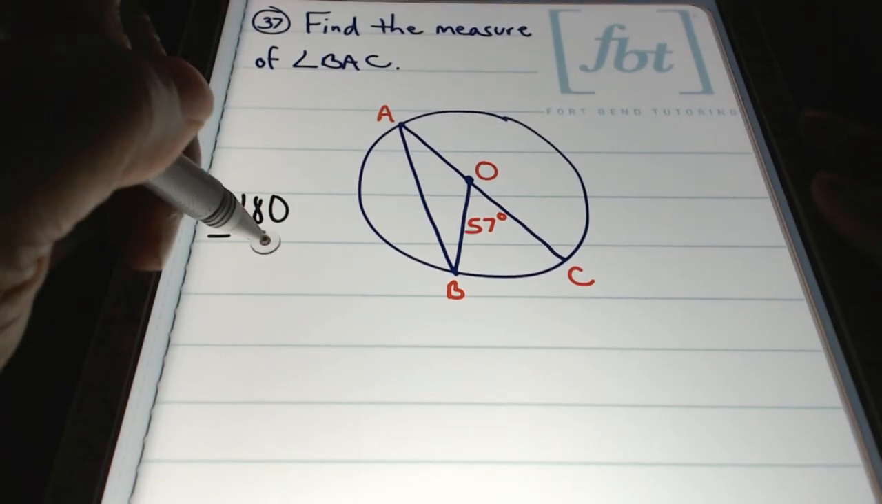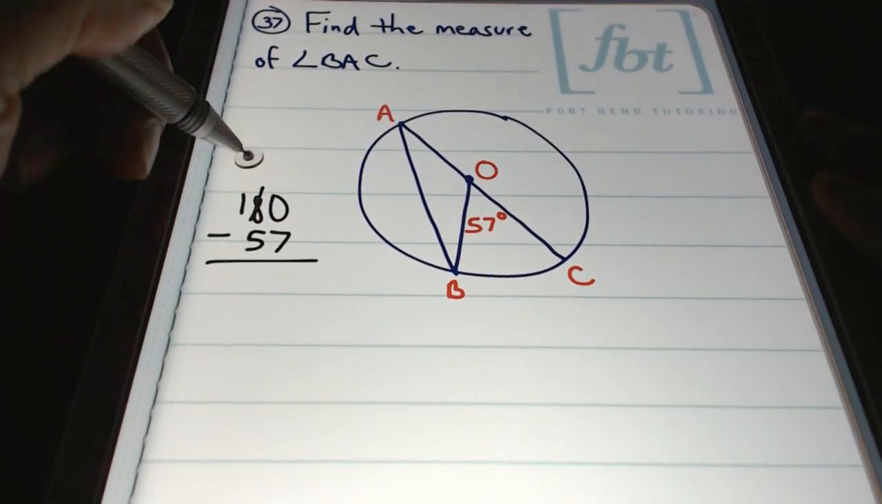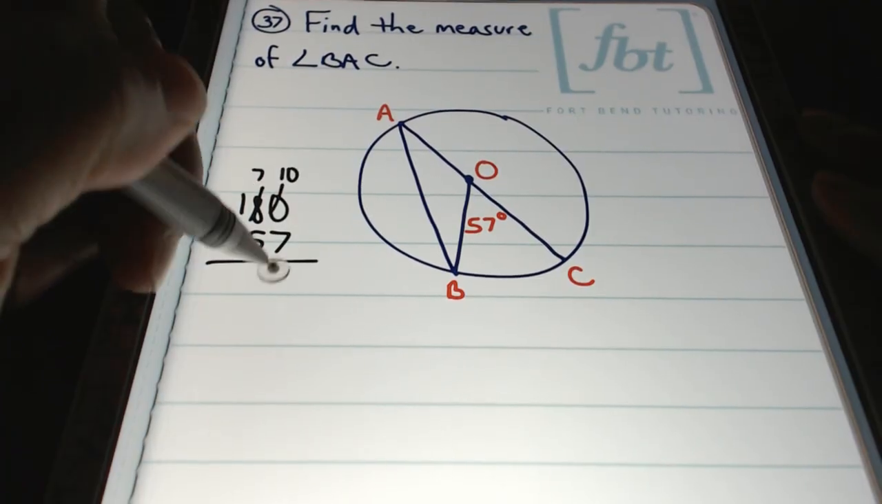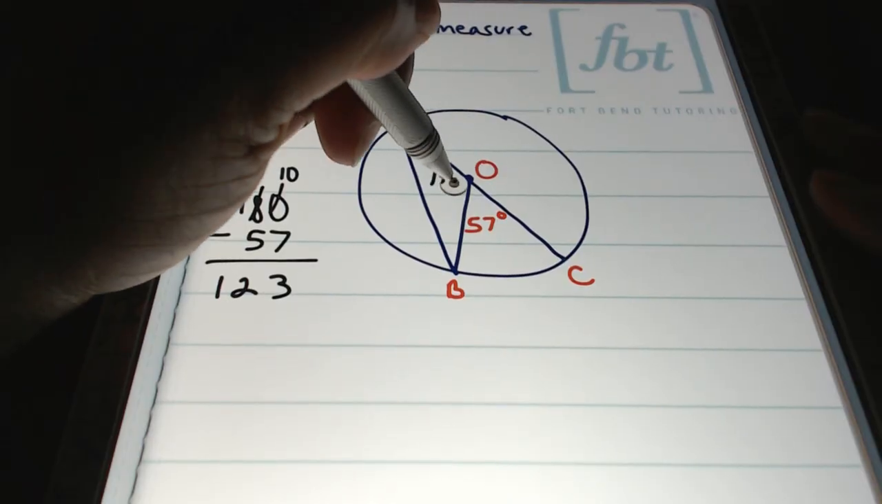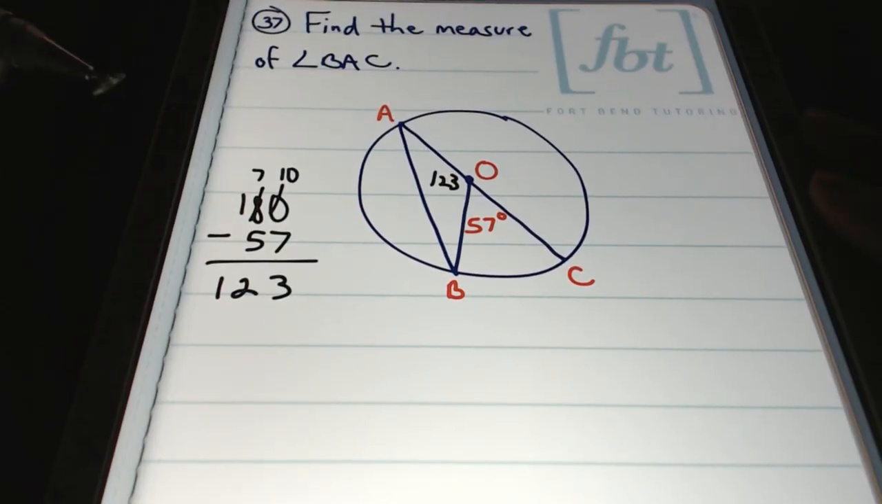Let's do that. So we have 180 minus 57 degrees. That's going to be a 7, a 10, a 3, a 2. So we end up with 123 degrees for our angle measurement right there.